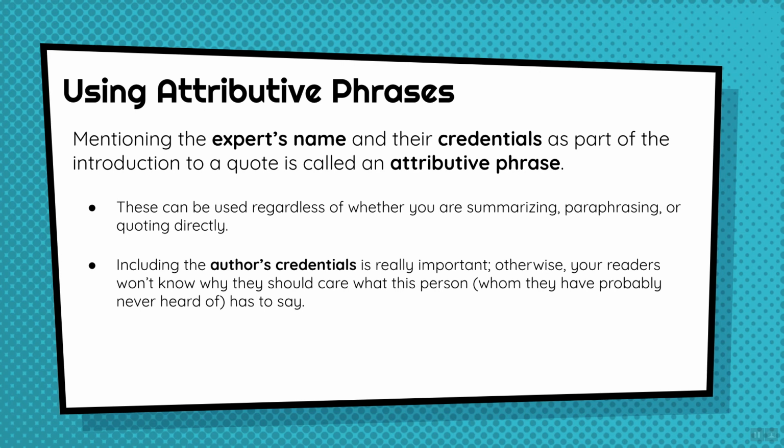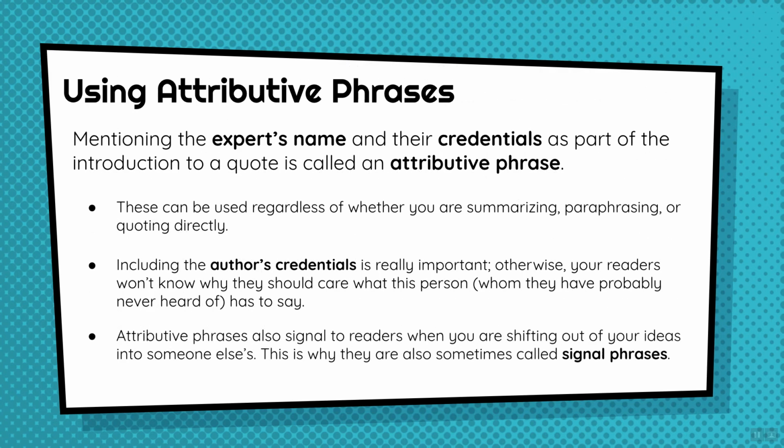Including the author's credentials is really important. Otherwise, your readers won't know why they should care what this person, whom they have probably never heard of, has to say. Attributive phrases also signal to readers when you're shifting out of your own idea and into someone else's. This is why they are sometimes called signal phrases. Let's look at a couple of examples.